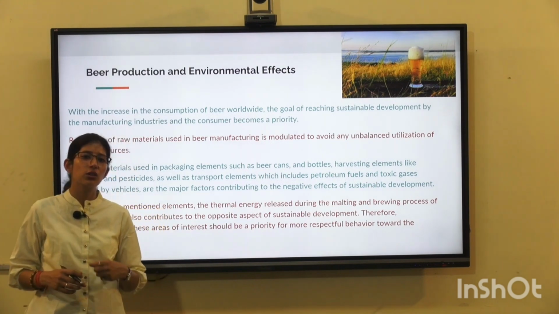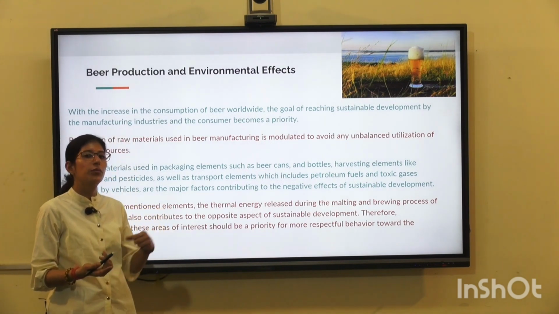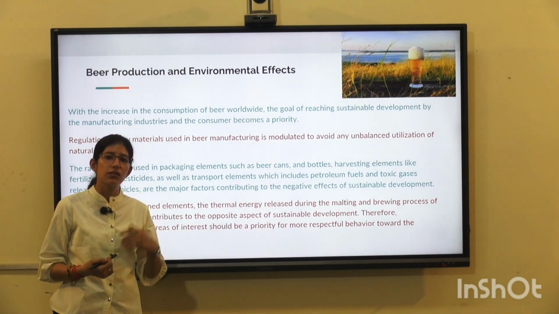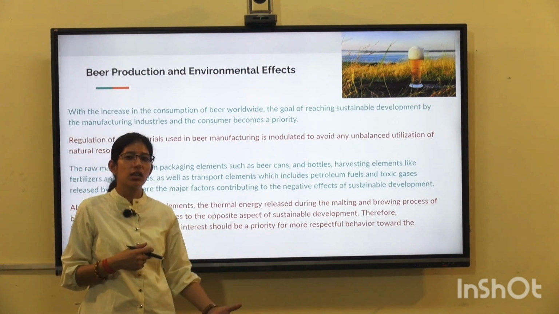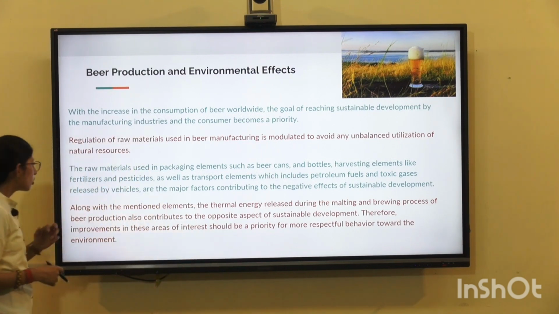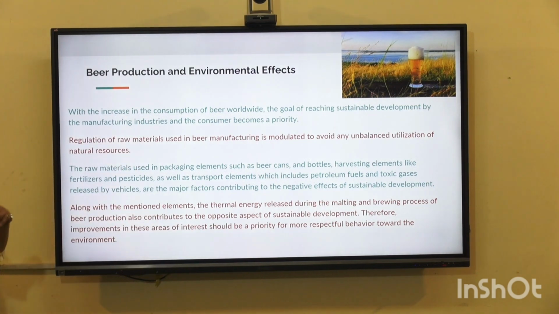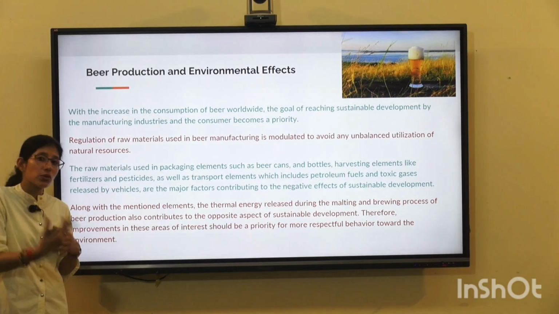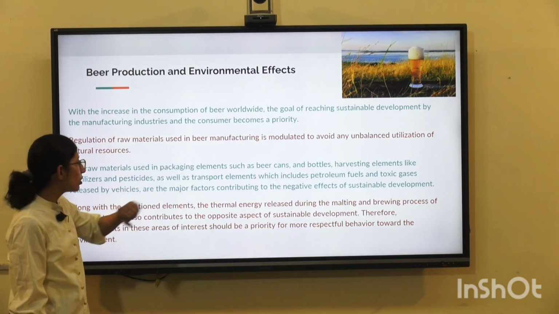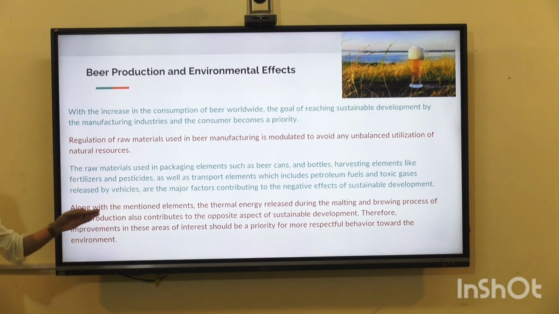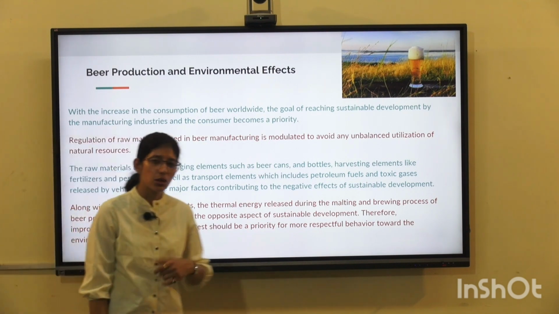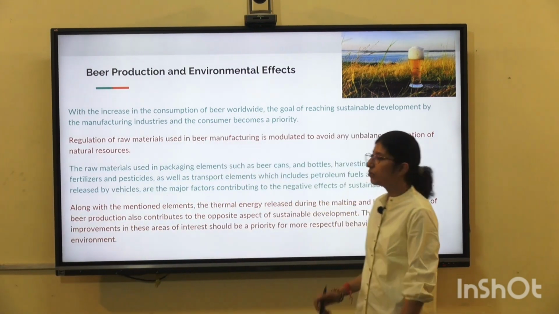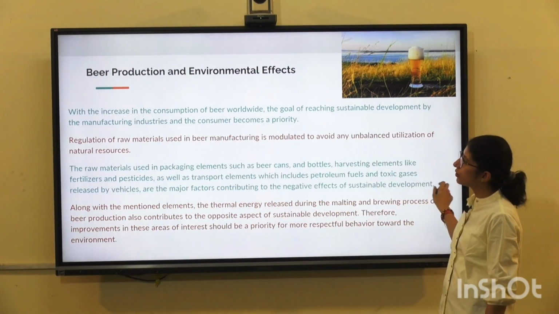If we are generating a huge amount of revenue from beers and alcoholic beverages, then we should also look at the factors that are contributing to the deterioration of the environment. Thermal energy is also released during the processing of beer, such as the brewing process and malting, and beer production contributes an opposite effect to sustainable development. These things should be kept in mind for a sustainable and better development of the environment.